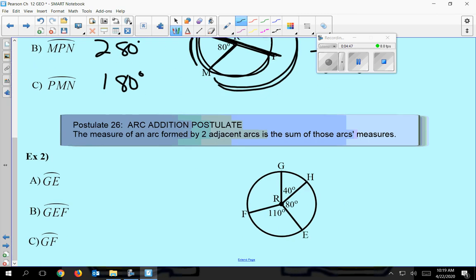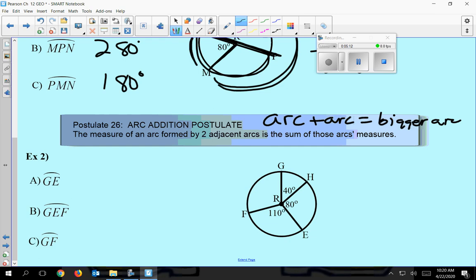The measure of an arc formed by 2 adjacent arcs is the sum of those arcs. So duh. We keep getting these all year long. An arc plus an arc equals a bigger arc, okay? You know, we did that with angles, we did it with line segments. If you add two together, you're just going to get a bigger one, okay?